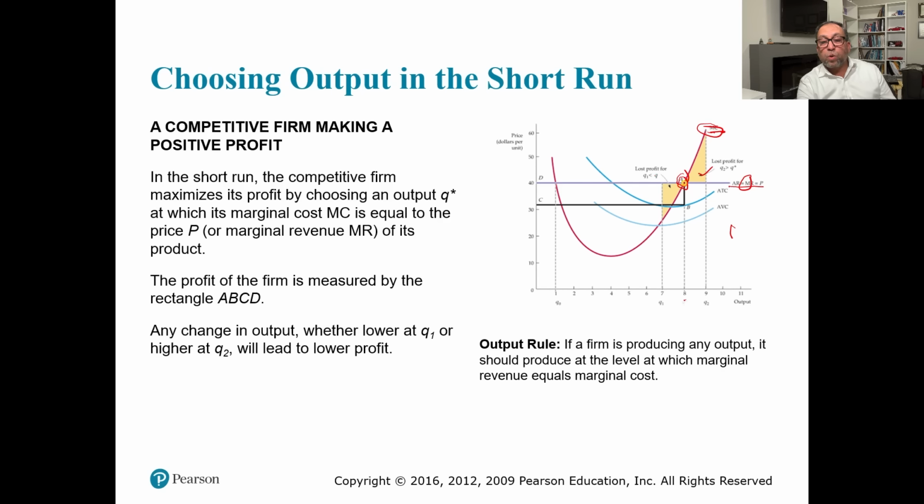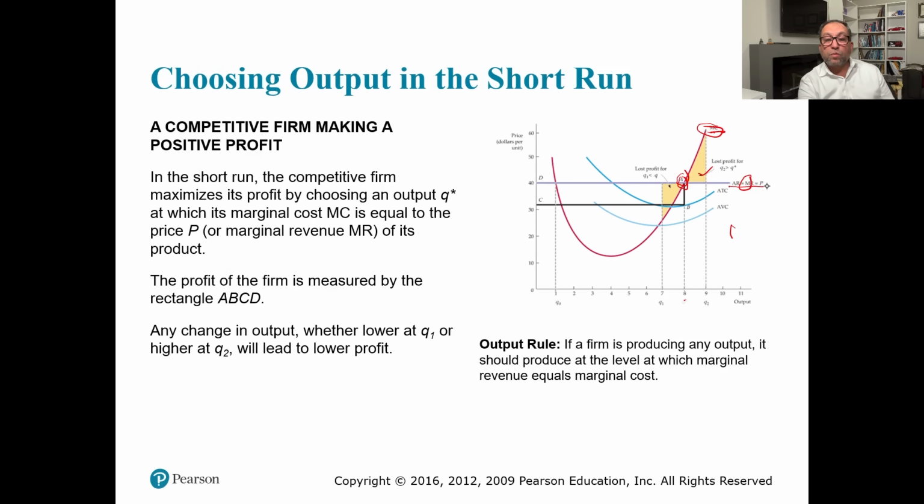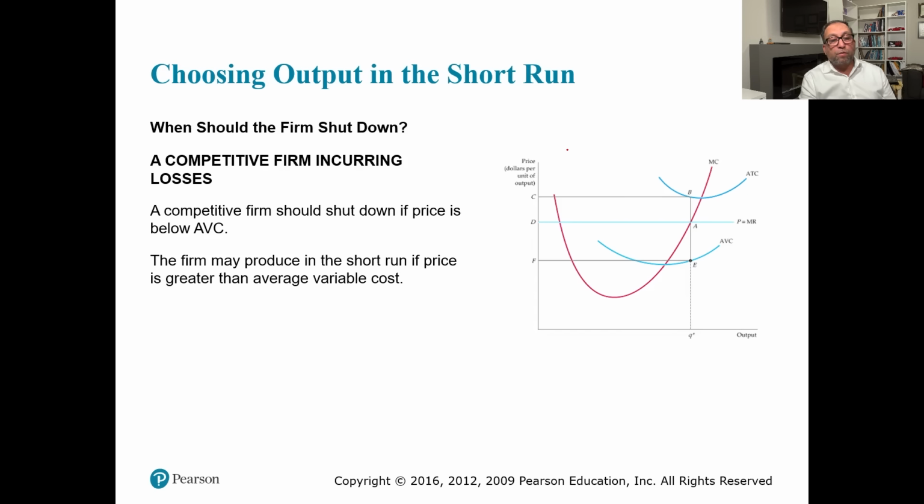Now at this equal point, this is our average total cost, sorry, and this is the price. So the difference is going to be our profit. Or we can say this rectangle, A, B, C, D, that rectangle is the profit for this firm. Any change in output, whether lower at Q1 or higher at Q2, will lead to lower profits.